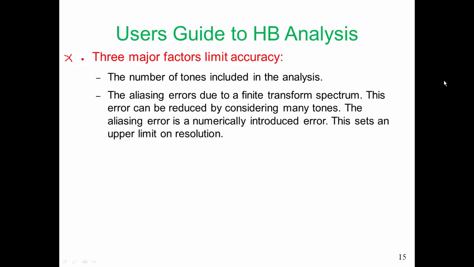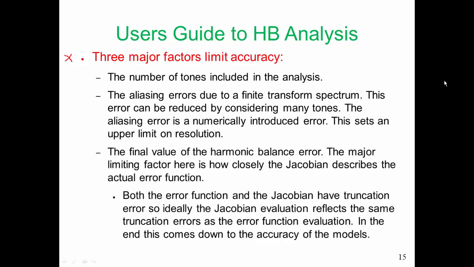Another problem, which seems to be related, are the aliasing errors that are due to a finite transform spectrum. This error can be reduced by considering many tones. In fact, by considering many tones, we're saying that the tones that we're not considering are negligible, virtually zero. We can leave them out. The aliasing error is not quite the same as not having enough tones to accurately represent the signal. The aliasing errors are a numerically introduced error. This sets an upper limit on resolution most of the time.